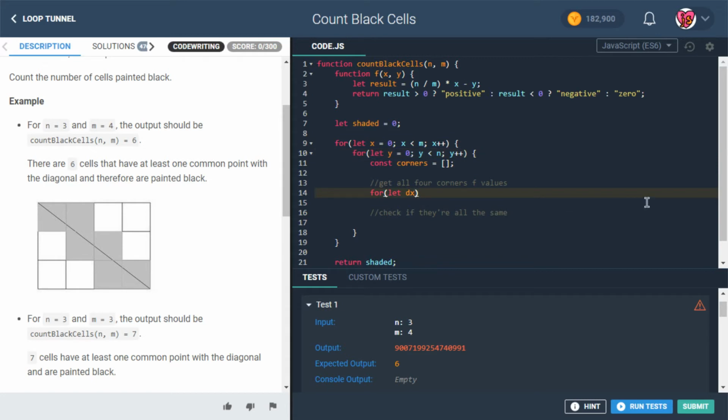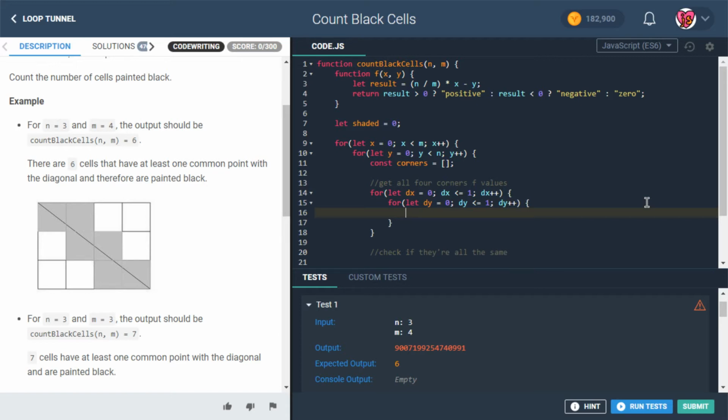Okay, so dx is going to start at 0. It's going to be less than or equal to 1, and we're going to plus plus it. And we're going to do the same thing with dy. This is probably overkill, in many different ways. This is probably not the best way to do this, but it's the way I'm going to do it. So basically, I'm just doing this to get all 4 corners.